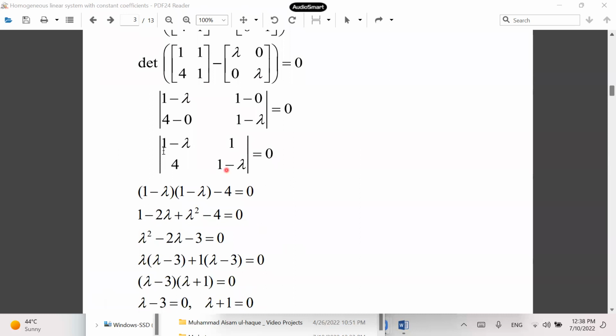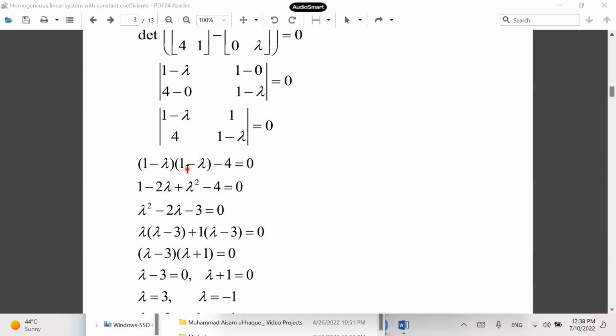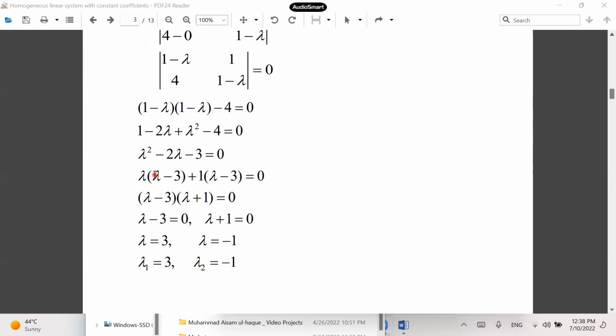After that, to find the determinant, we multiply the diagonal elements, (1 − λ)(1 − λ), and subtract 4. When we multiply them and simplify, in the end we get λ² − 2λ − 3 = 0. After that, find the factors of this equation.